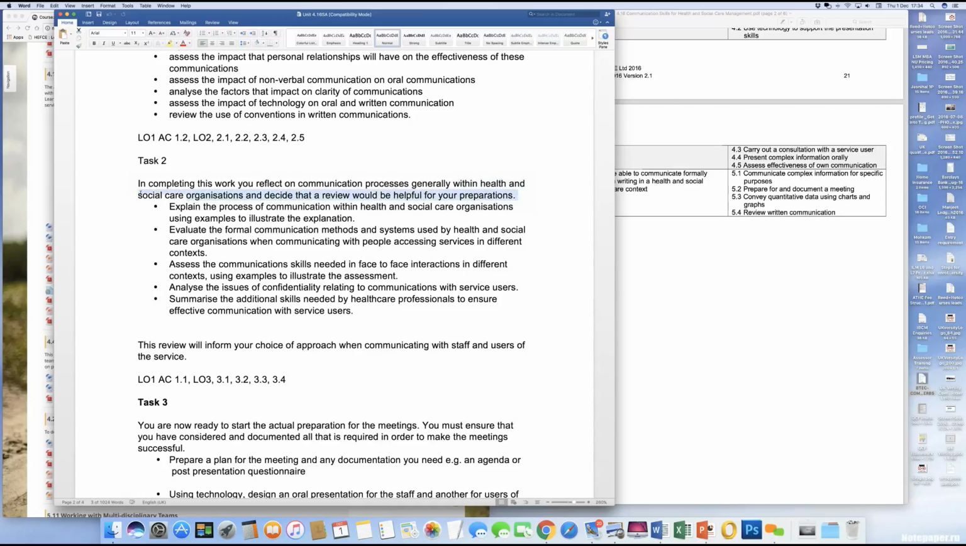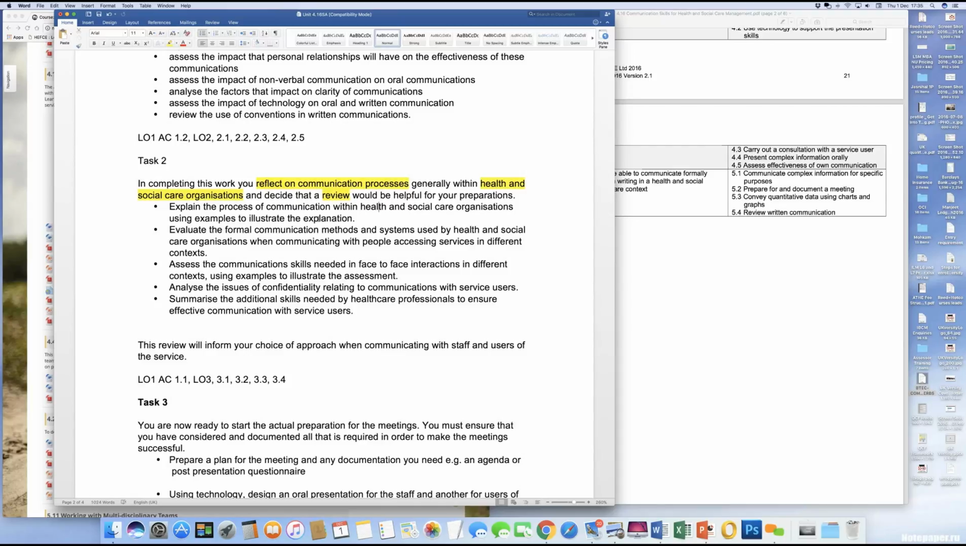Asking me to review and reflect on the communication processes within health and social care organizations. Can you see? This sentence, which is roughly about 15 to maybe 17 words, I think the key important words for me are these. Reflect on, and in the context of the health and social care organizations, I have to review the tasks. You see.